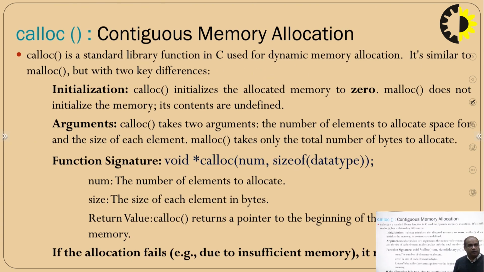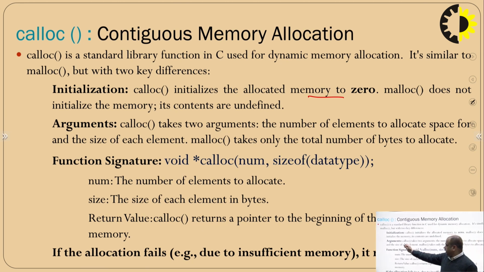Next, we are talking about calloc. Calloc means contiguous memory allocation. It is also a standard library function in C, included in stdlib.h, used for dynamic memory allocation. It is similar to malloc, but with two key differences. The first difference is initialization, and the second is in the arguments. Calloc initializes the allocated memory to 0, but in the case of malloc the contents are undefined, meaning garbage values will be there.